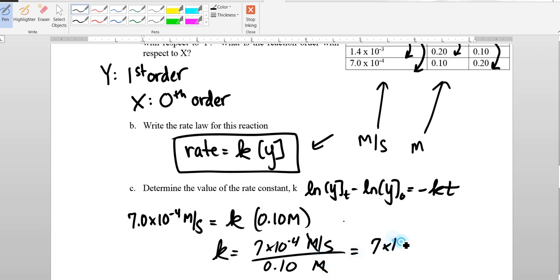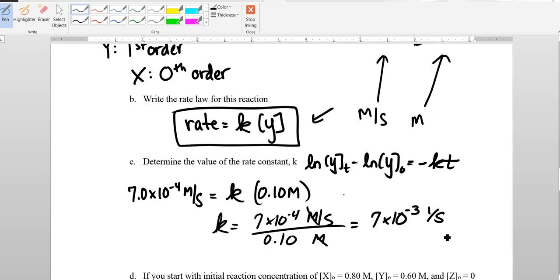What we're left with is 7 times 10 to the negative 3, 1 over second. Another way of writing this in standard notation is 0.007. You can also write the unit as s^-1. So in this case, we found the rate constant using the rate law because we had rate and molarity data. Remember, the rate constant k always has units, so always ask yourself, what are the units of k?